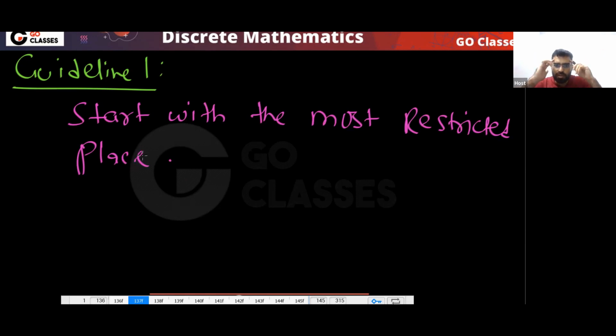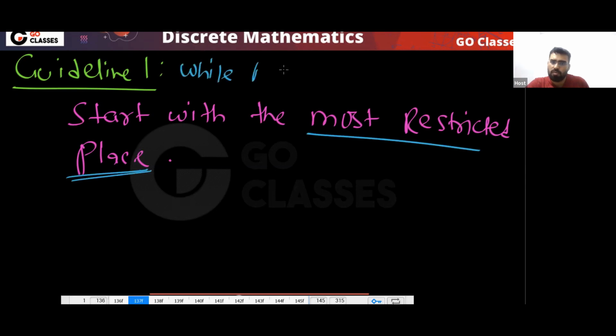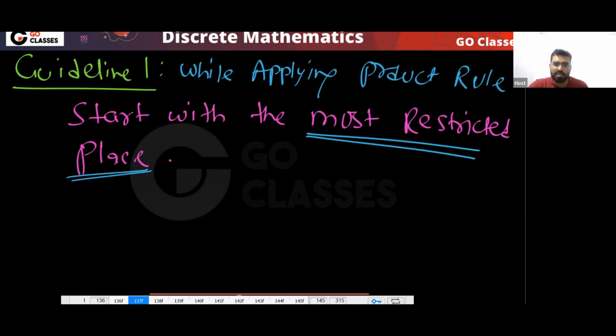You should apply your analysis. That is the reason we are doing a lot of analysis and variations. For every question, I am creating many variations so that you can see what is happening. So this is a guideline, not a theorem, so you should take care. While applying the product rule or any rule, most of the time, you should start with the most restricted place.